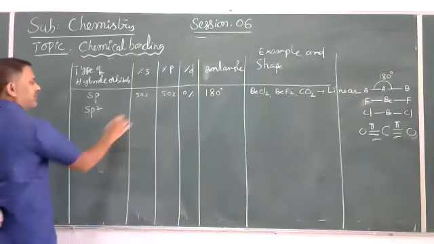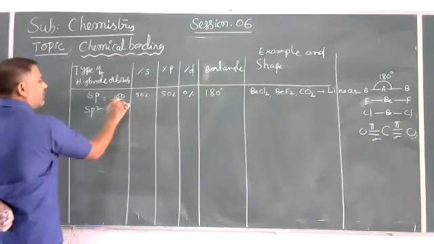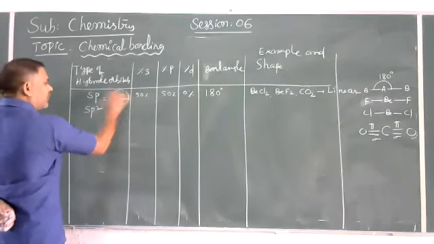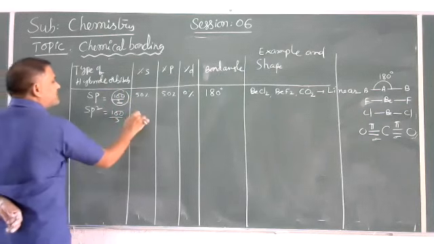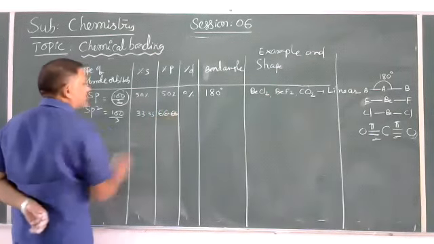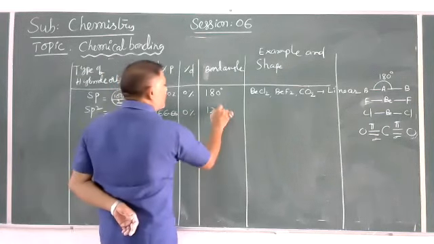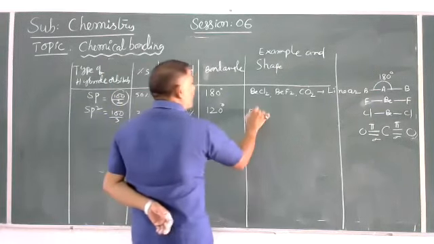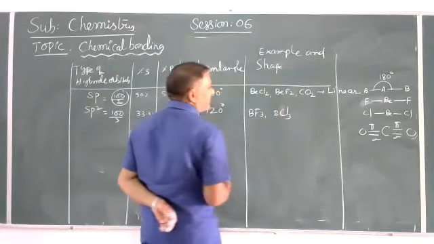Sp2 hybridization. Here I'll explain how to calculate it. 100 divided by 3, so each one is 33.33, and the p character is 66.66%. The bond angle is 120 degrees, as in boron trifluoride and boron trichloride.